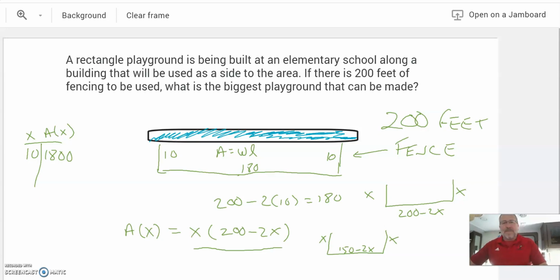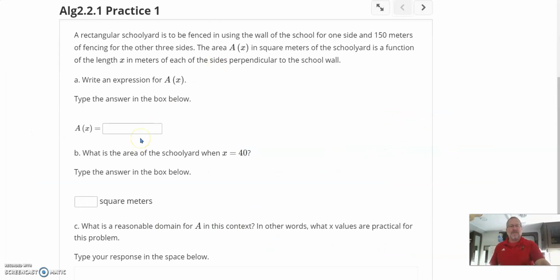So you're going to type in the area for this idea, which would be one dimension X multiplied by 150 minus 2X. This is the function A of X that they're asking for in here. Once you now have a function, you can calculate what happens when X is 40 and type in the actual answers in this box down here.